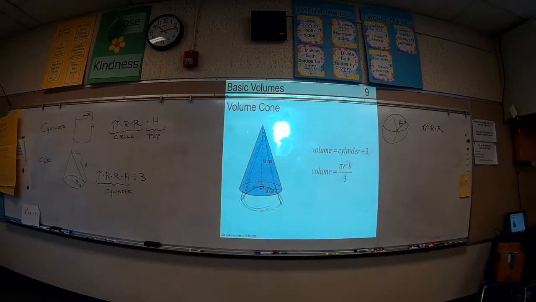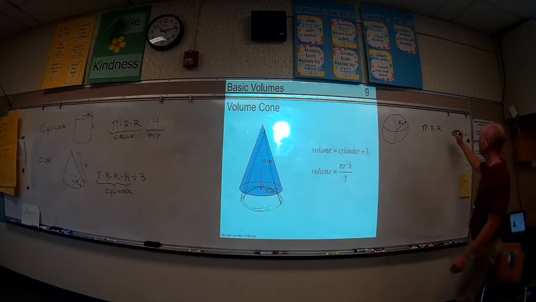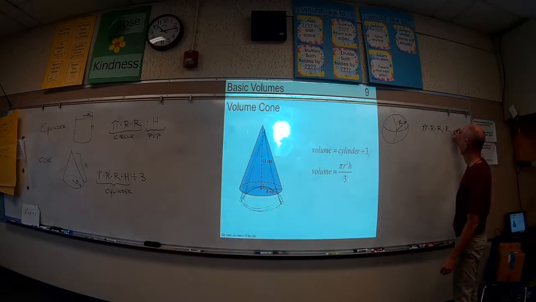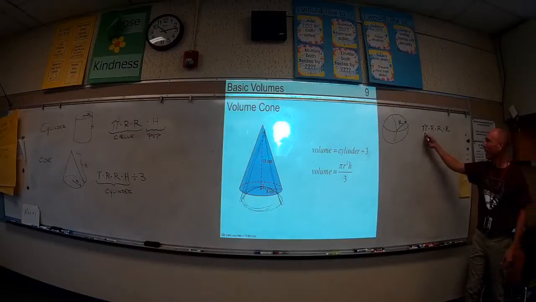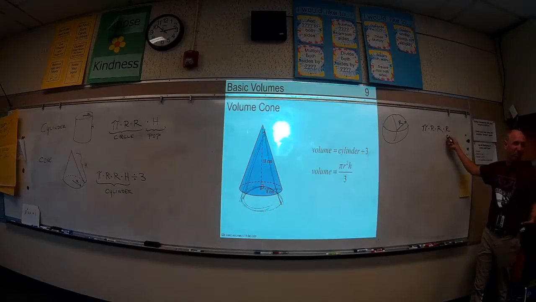Starts with a circle like everybody else. It doesn't have a height. So instead of a height, we're going to use another r. But really, it's just a cylinder, right? It's a pi r height, but we're using another r instead of a height. Now, I'm going to divide it by 3.